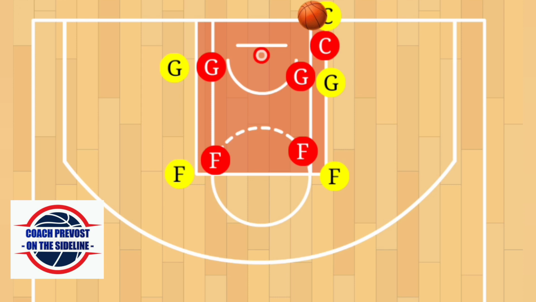Let's take a look at the play again. We're going to have our two players down on the block. We're going to have two players up at the elbow area. I want my elbow area players to be my bigger man, my post players. So I'm going to have my forwards here. You can insert your center here if you'd like as well.